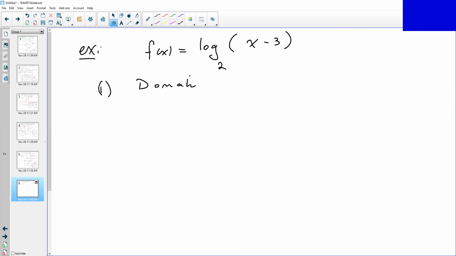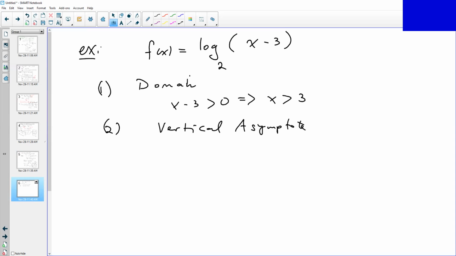Okay, we know that the domain is input bigger than 0. So input is x minus 3. This is bigger than 0. Will give us x bigger than 3, right? Which is 3 to infinity. So we know that the entire graph is going to be on the right-hand side of 3, right? And then 2, we have the vertical asymptote for this one. The vertical asymptote has to be input equal to 0. And input is x minus 3, so x minus 3 equals 0. And this will be x equal 3. So x equal 3 is the vertical asymptote.